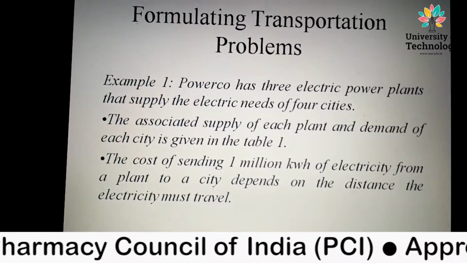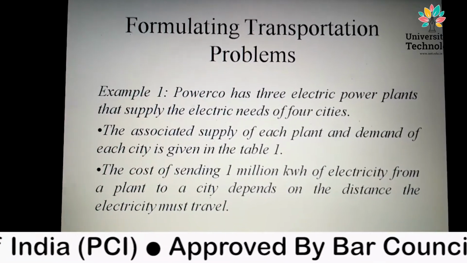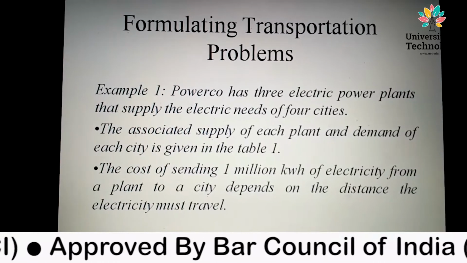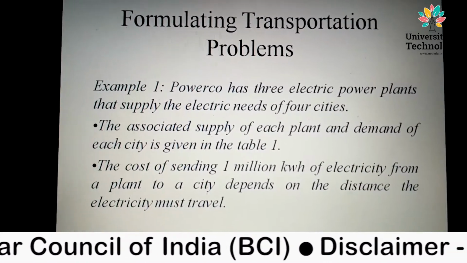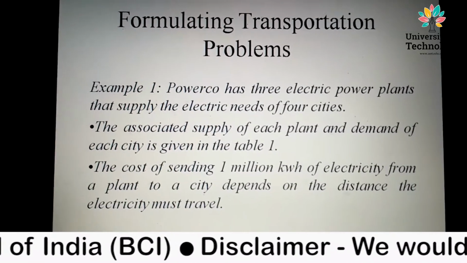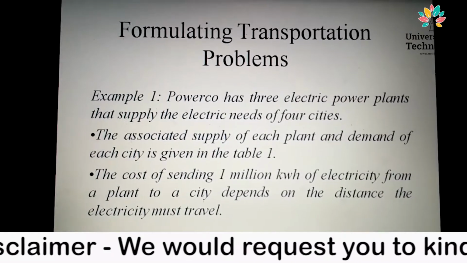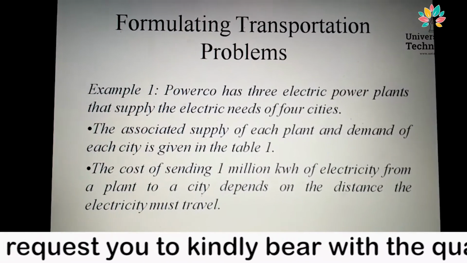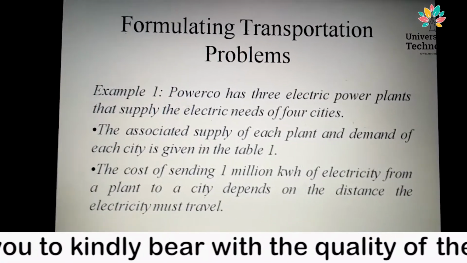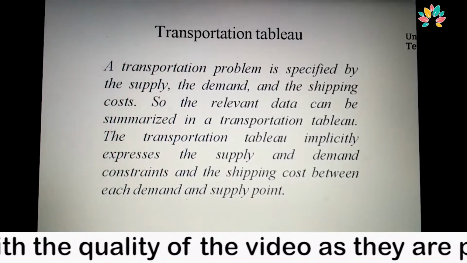Here is one example: a company, Power Co. There are three electrical power plants, which are considered as the supply, as well as the demand of four cities for their electricity needs, right? How to write down that transportation problem?